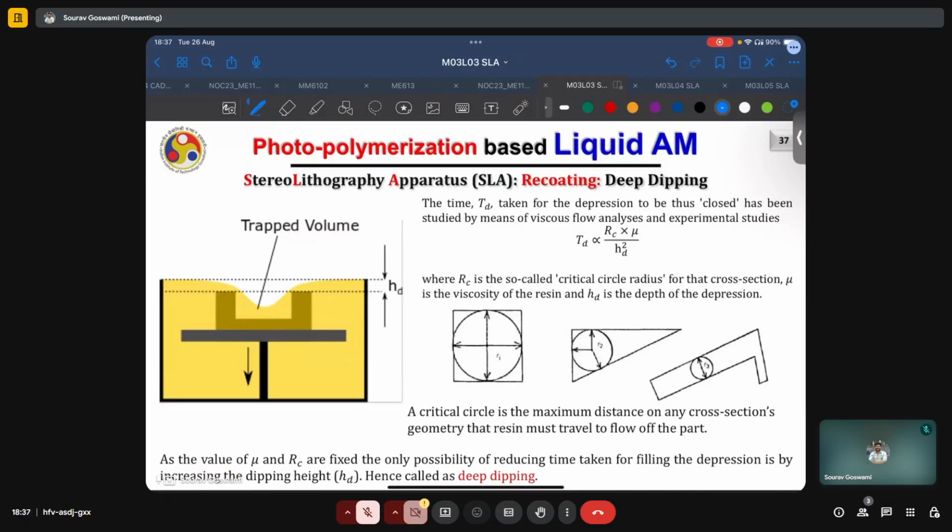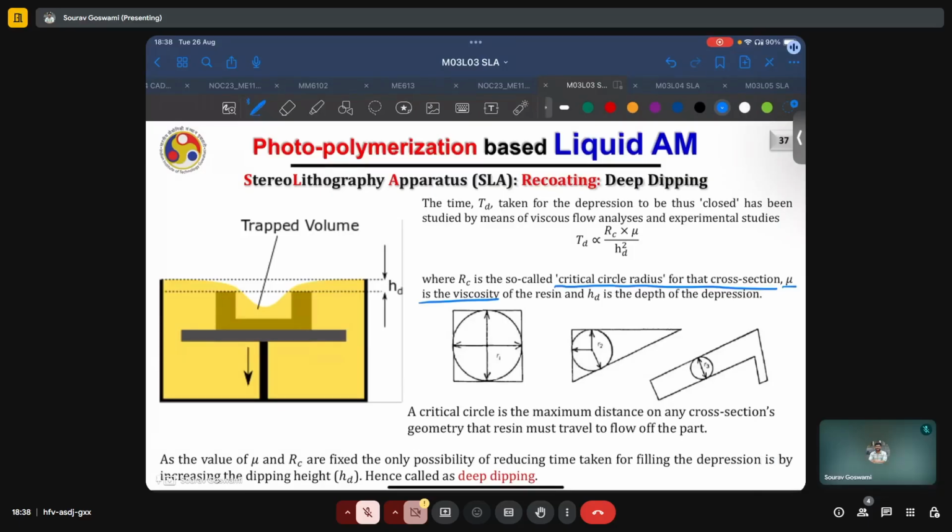The time Td taken for the depression to be closed has been studied by various means of viscous flow analysis and experimental studies, and a proportionality relationship has been found and described here. Td, the time taken for the depression to be closed, is proportional to Rc and mu, and inversely proportional to Hd squared, where Rc is the critical circle radius for the given cross section, mu is the dynamic viscosity, and Hd is the depth of the depression.